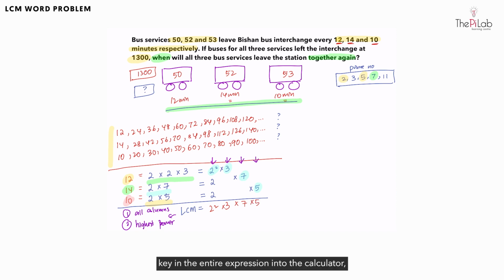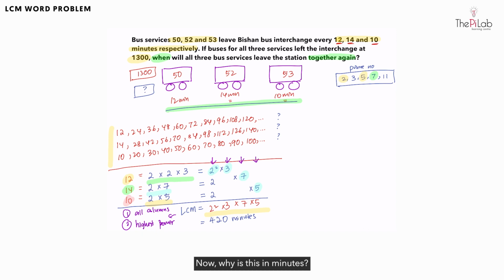After that, key in the entire expression into the calculator. What do you get? Yes, everyone, you should get 420 minutes. Okay, please write down your units. Many times, it's not because a student does not know how to do this question. It's because they mess up the entire question by writing down the wrong units.